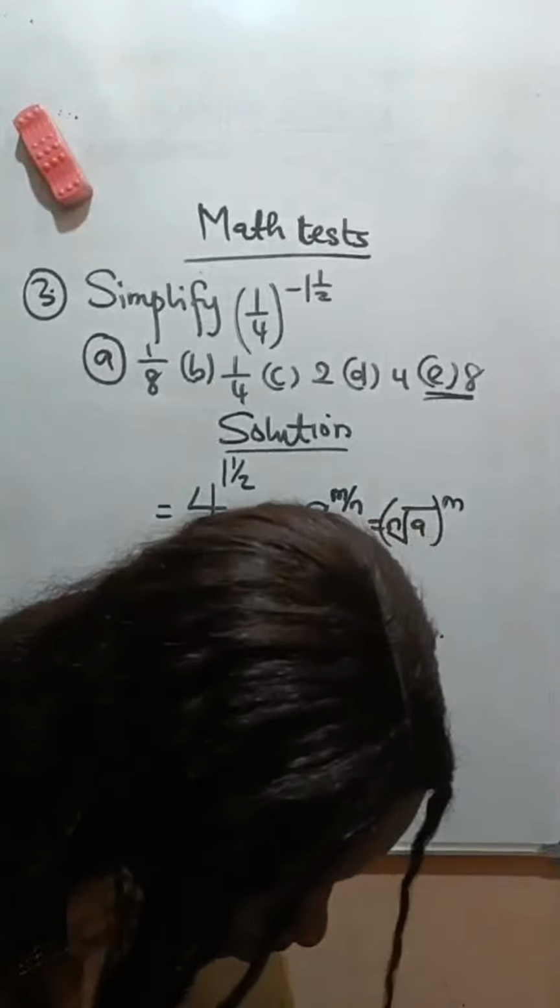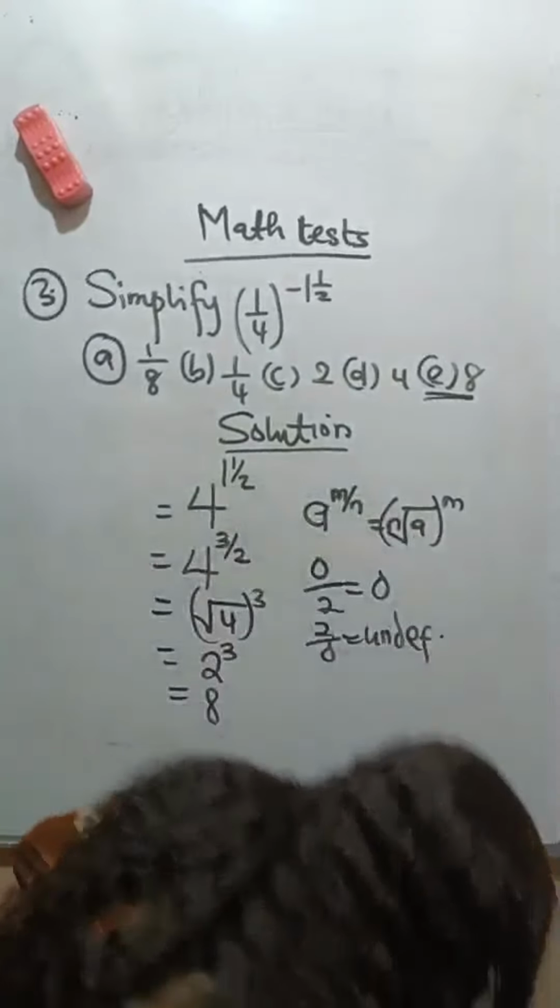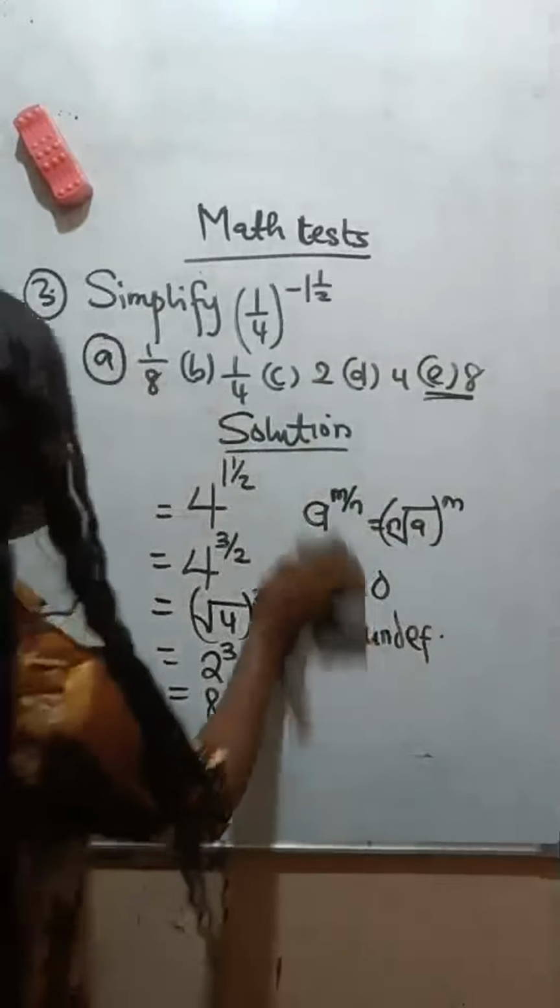All right, someone said the answer is 1 over 8. No, the answer is 8, not 1 over 8, please.